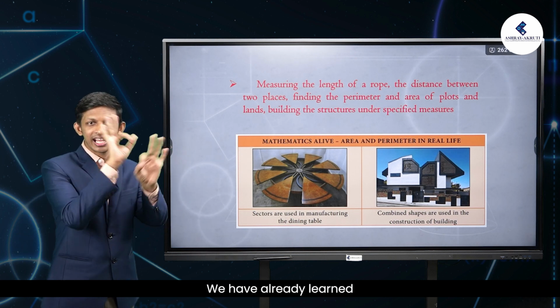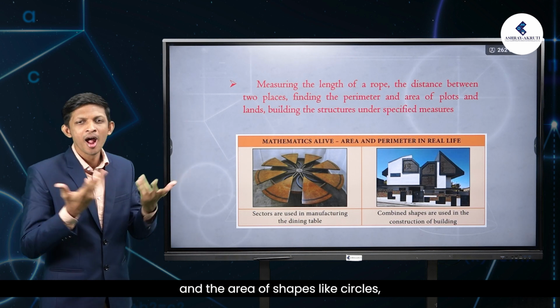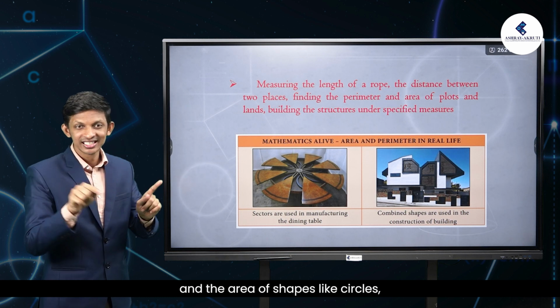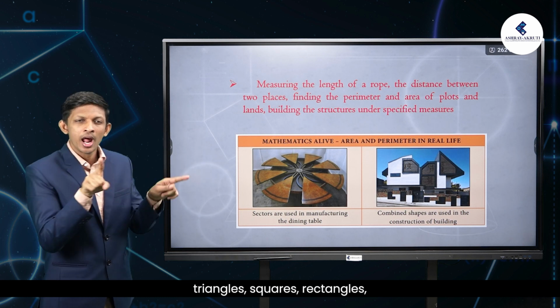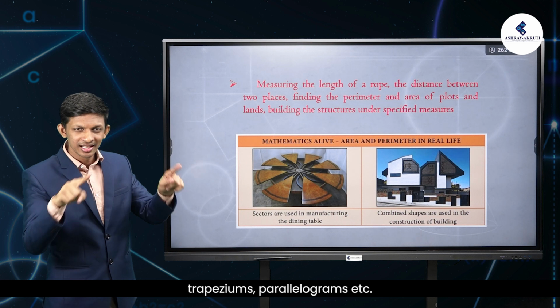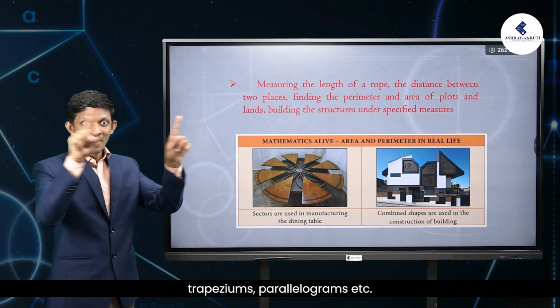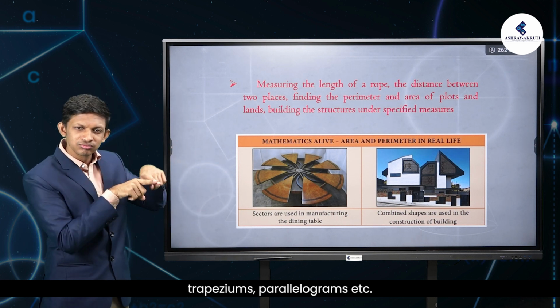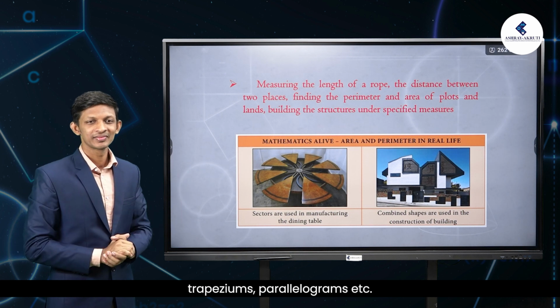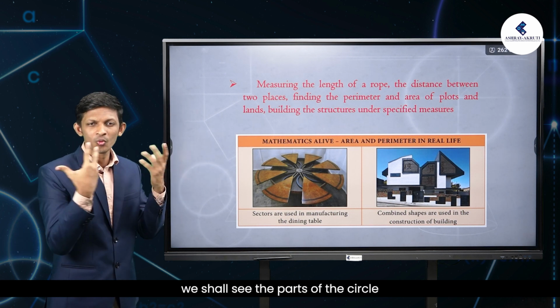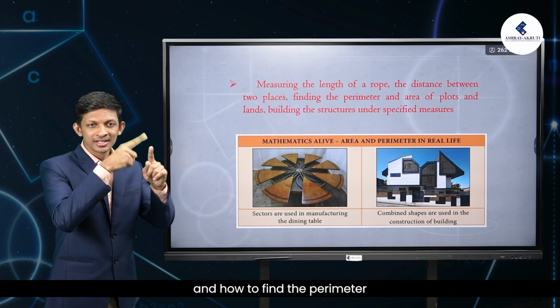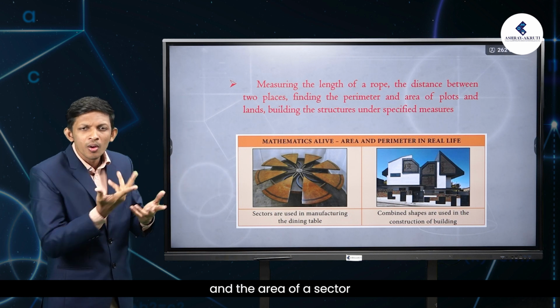We have already learnt how to find the perimeter and the areas of shapes like circles, triangles, squares, rectangles, trapeziums, parallelograms, etc. In this chapter, we shall see the parts of a circle and how to find the perimeter and the area of a sector.